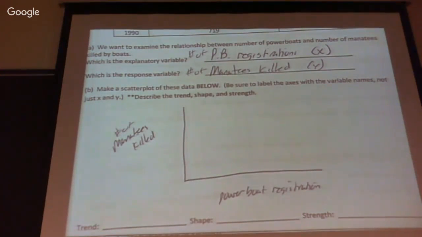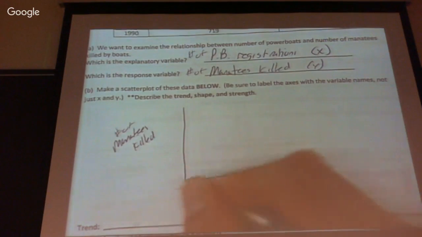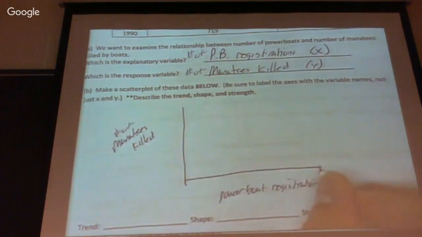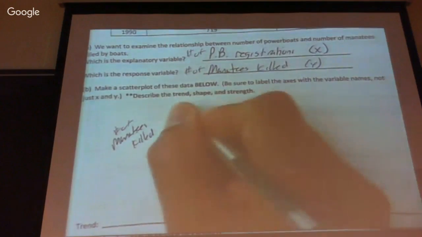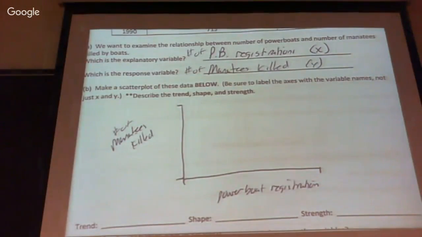Okay? Now, the reason why we have to sketch it out first is I've got to understand the data. I've got to figure out where I'm going to start, where I'm going to end, and what I'm going to count by. Same thing for number of manatees killed. The calculator doesn't do it for you. Yeah, there's a thing called ZoomStat that kind of does it for you, but it does whatever it feels like. We want to control that.